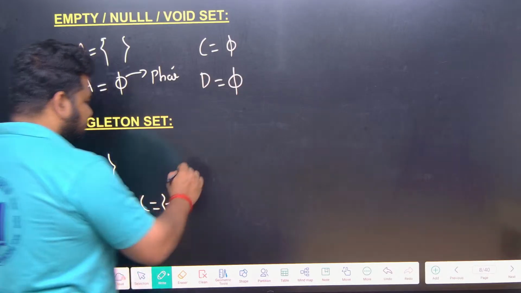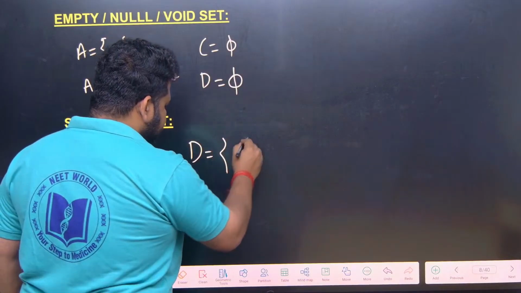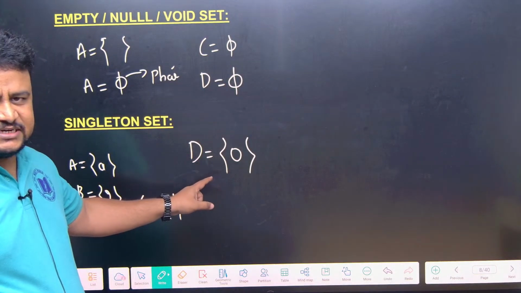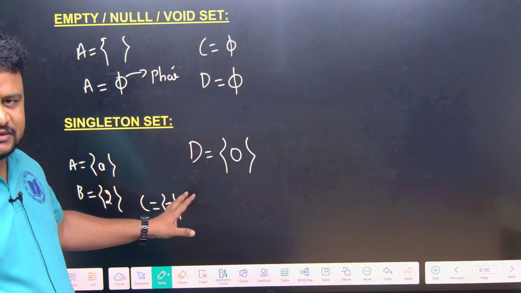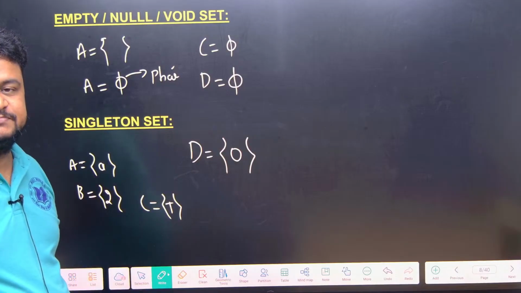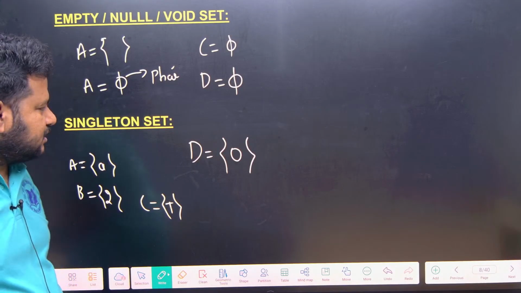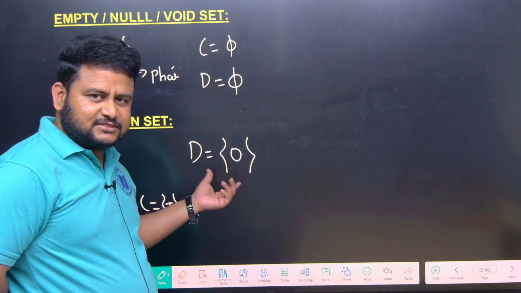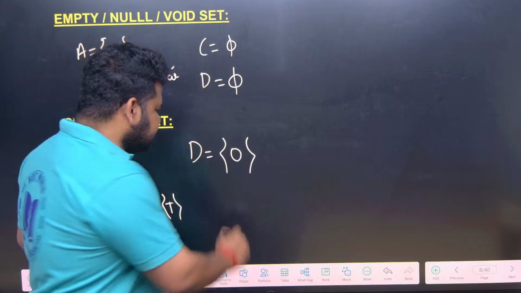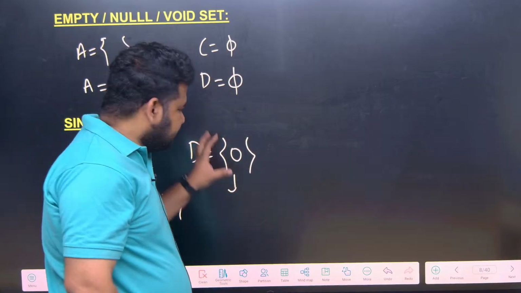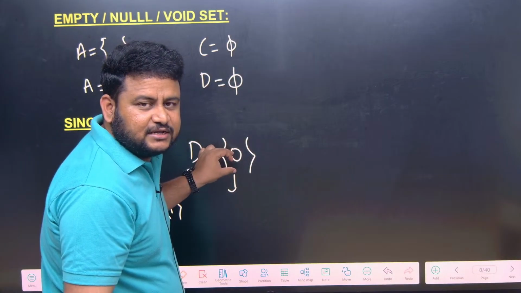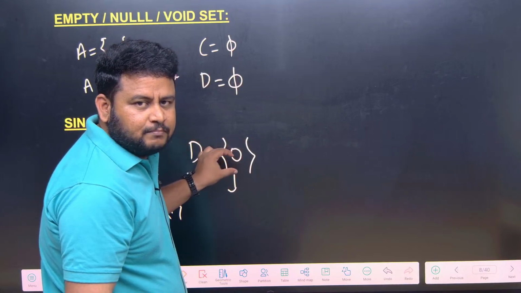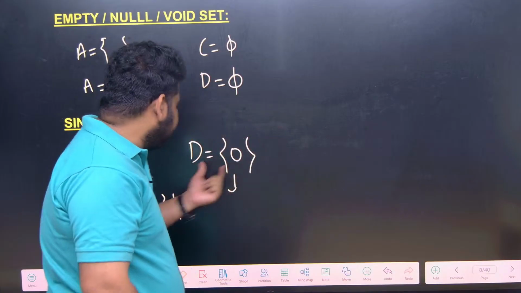Now tell me, if I ask a question, D is written like this, 0 is there. Is this a singleton set, or is it a null set, or how many elements does it have? This is my question. See here, 0 is there. 0 is also a number, it is also an element. That's why this is a singleton set. You cannot say this is a null set. Here you have an element, 0, but the number of elements is 1.